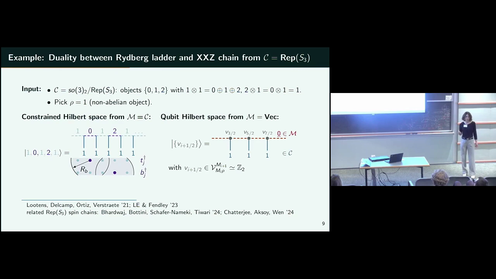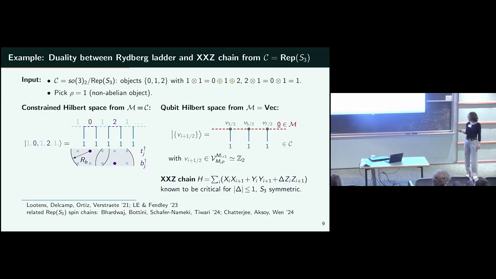On the other hand, if we take the trivial module category, then we find a tensor product Hilbert space of qubits which sit on these trivalent vertices. And for this model, we can pick the Hamiltonian to be the XXC chain Hamiltonian, which is very well studied and known to be critical when delta is between -1 and 1. And so because of this duality mapping, we can immediately infer that the corresponding dual Hamiltonian must also be critical for delta being in this range. Even though this is far from obvious if you just look at the Hamiltonian and didn't know about the duality.